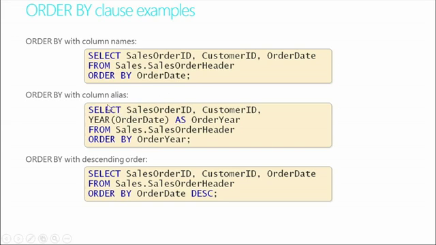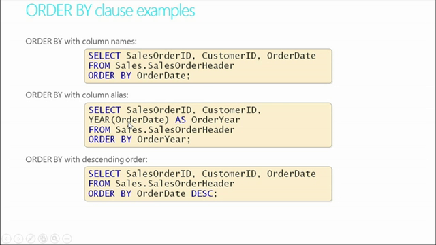We can also do a select sales order ID, customer ID. Now we're grabbing the year, and we're going to create a column, the year from the order date, as order year, again from the sales order header, and we're going to order by order year. This is an alias that we created because we're grabbing just the year from the order date. We're not worried about the time or the date.